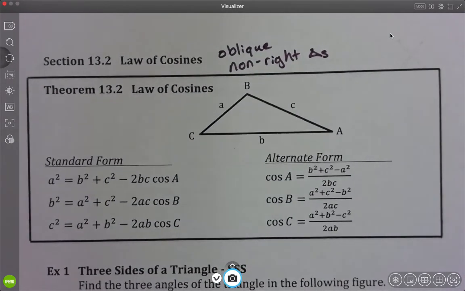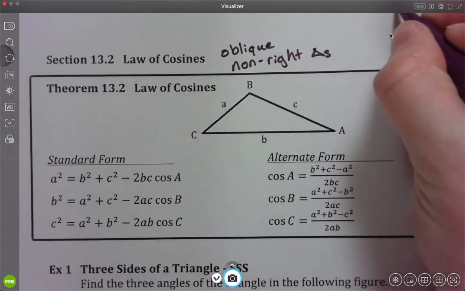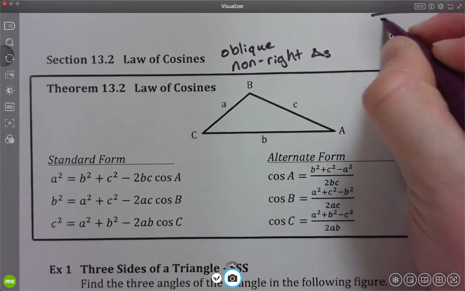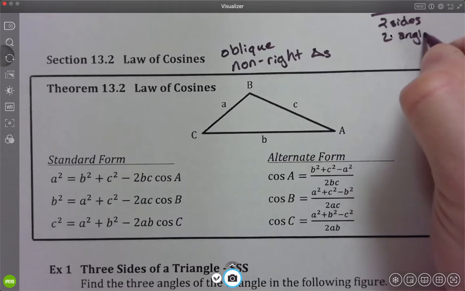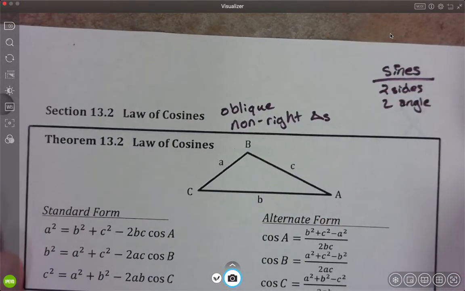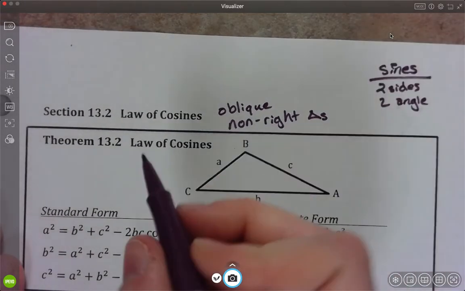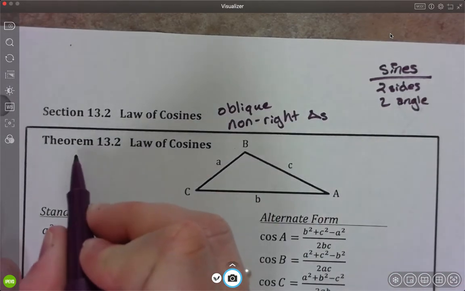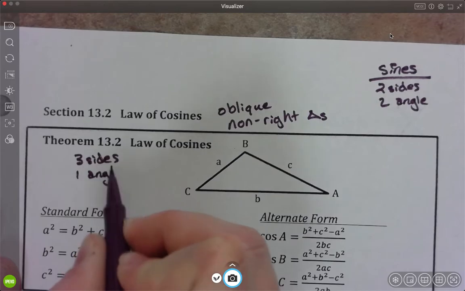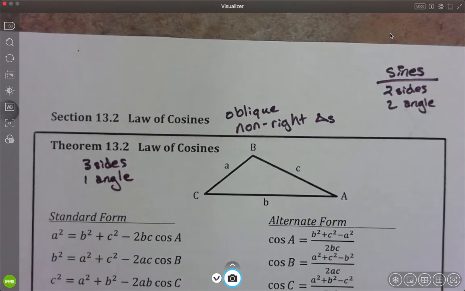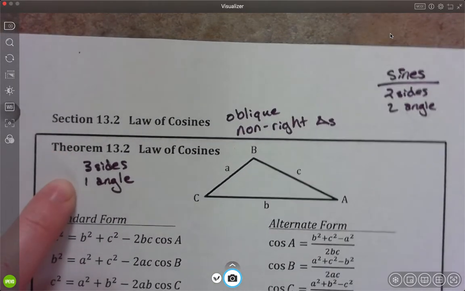Law of sines, we used that when we had two sides and two angles, one of those we're solving for. So one of those four things is what we're solving for. The law of cosines you use when you have three sides and one angle, one of which you're solving for. So you're either solving for one of the sides or solving for the angle that you are looking for.